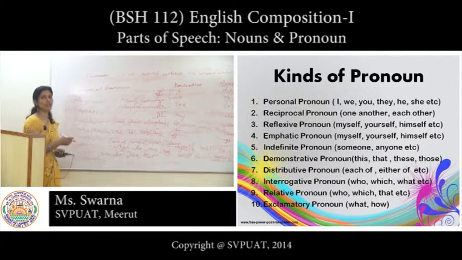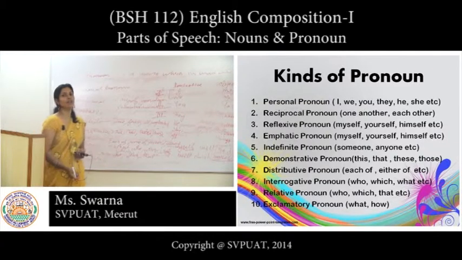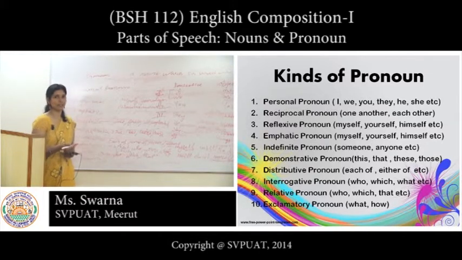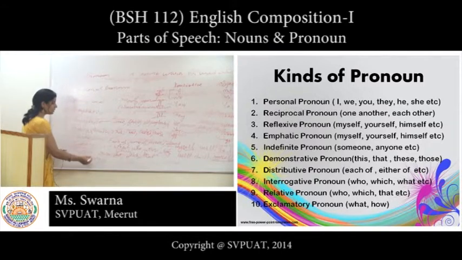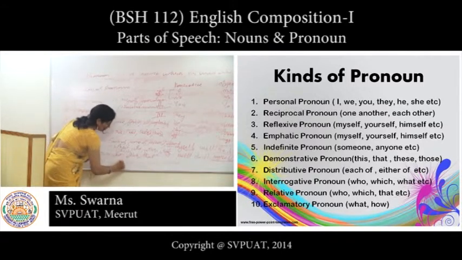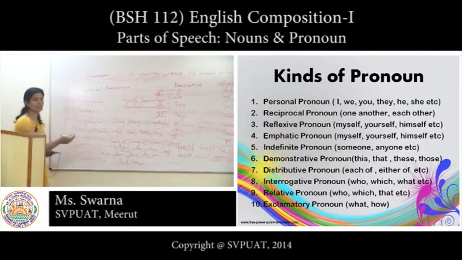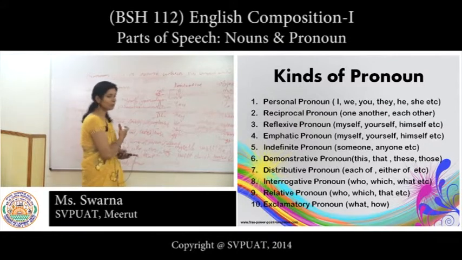Then exclamatory. If we use words in an exclamatory sentence, like what a beautiful flower it is, or how huge a building it is, then these words how and what are question words but used in a different sense, and these are called exclamatory pronoun. So we use what and how in an exclamatory sentence. So there are a lot of rules related to pronoun.